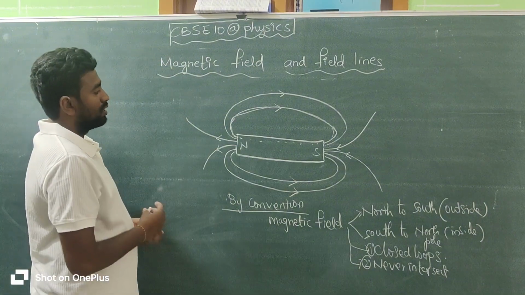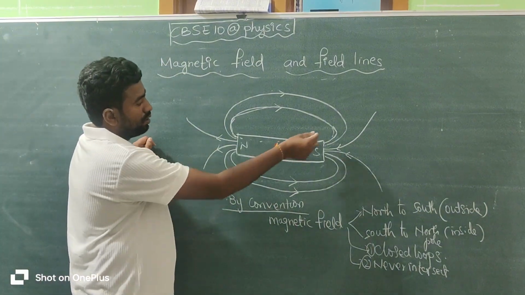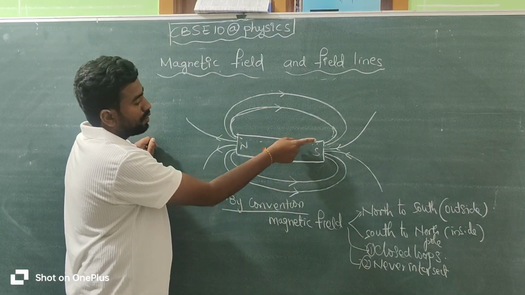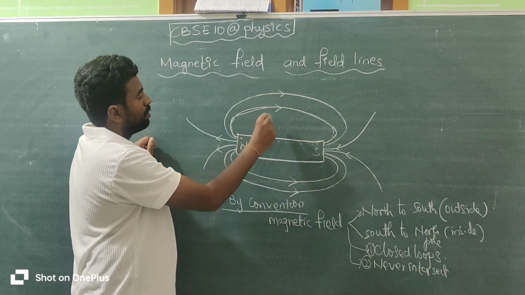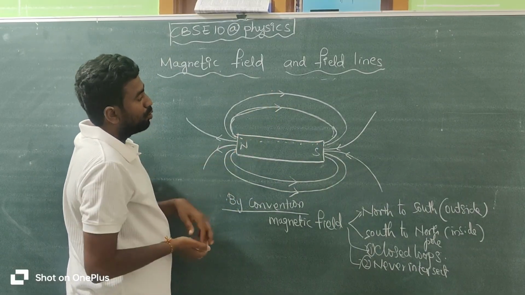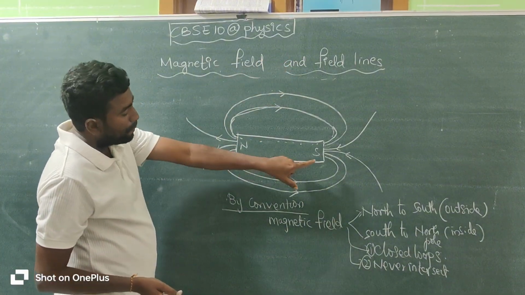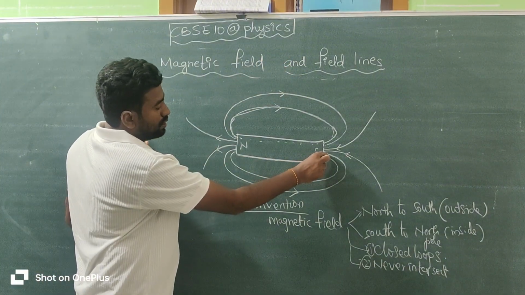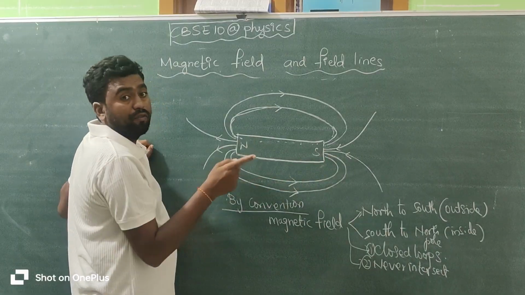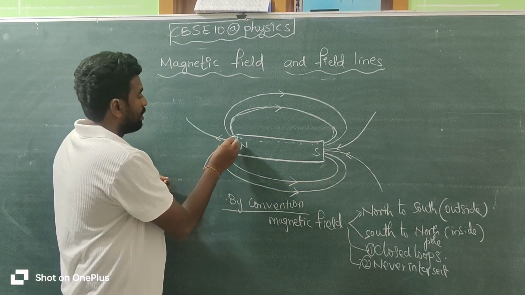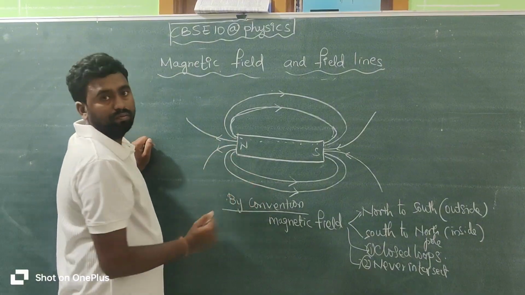And one more observation: if the lines are closer, the magnetic field is more. If the distance between the lines is more, the magnetic field is weak. One more time, if the distance between the lines is small, the magnetic field is more; if the distance between the magnetic lines is more, the magnetic field strength is weak.